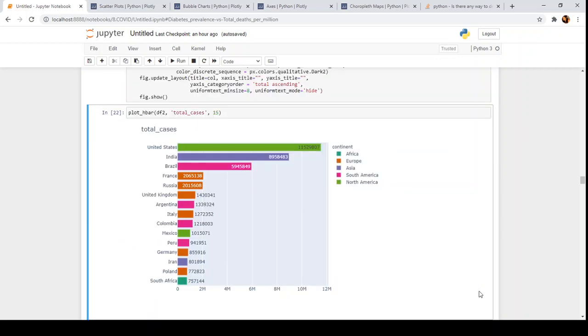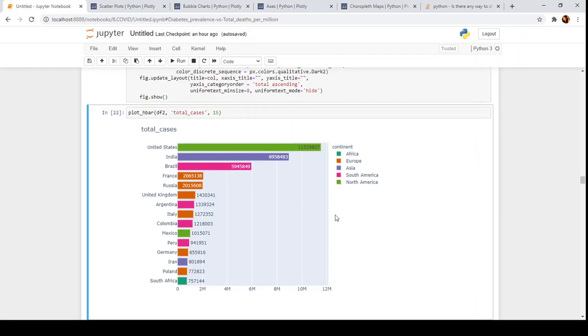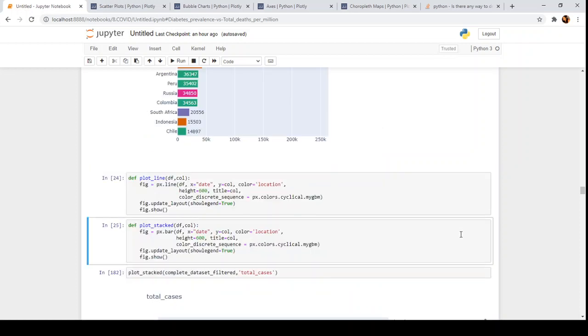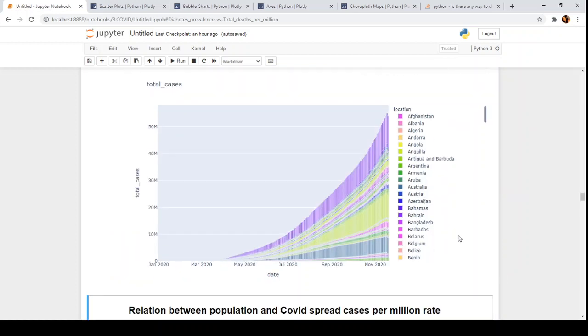Now this is the top 15 countries total cases wise, and I have shown them continent wise, given them colors. Here also total deaths are there, and I have given them colors. Continent wise top 15 countries are there. Now these are some functions for plotting graphs. So this graph is of total cases with time, and you can see here, for all countries in the same frame I've shown all the countries and total cases, how they are increasing with time.